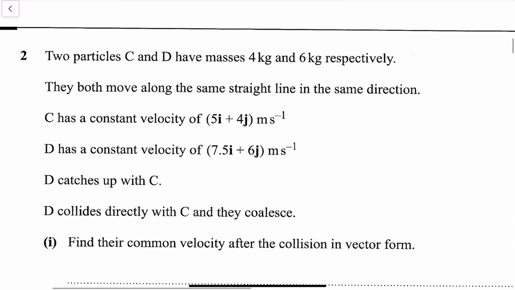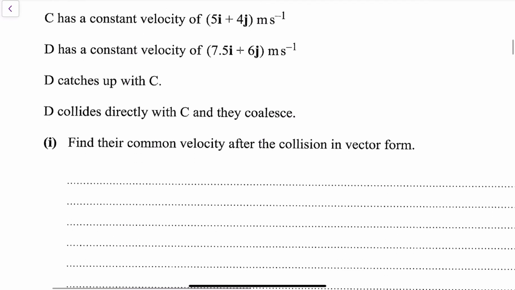Next one is a momentum question. Two particles, C and D, have masses 4 kilograms and 6 kilograms respectively. They both move along the same straight line in the same direction. C has a constant velocity of 5i plus 4j, so vectors again. D has a constant velocity of 7.5i plus 6j. D catches up with C. D collides directly with C and they coalesce, which means they stick together after the collision.